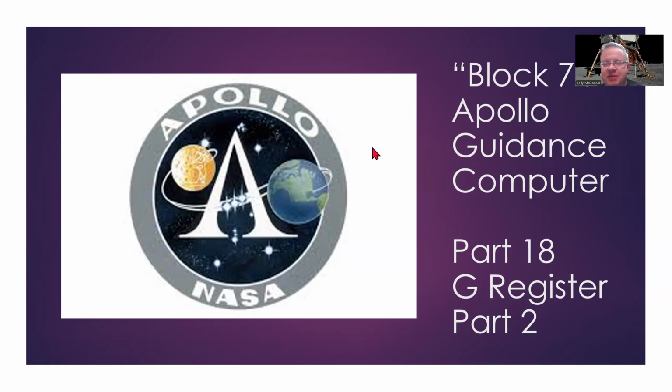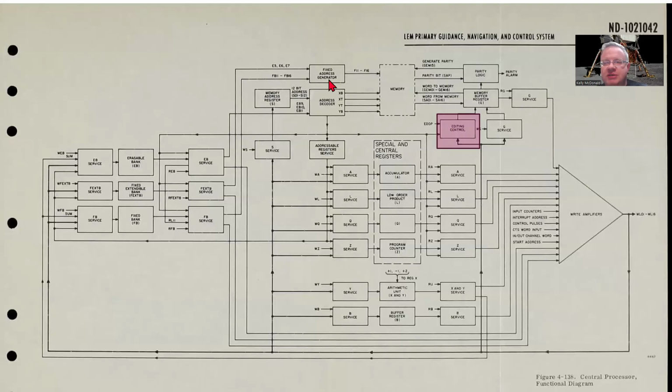So we're making good progress getting through a large portion of the CPU, the control system. We've gone through all of our special and central registers, the A, the L, the Q, the Z, the Y, the B. We talked about the S register and all of our memory, S register up here. We talked about the fixed bank and erasable bank and the extended fixed bank register so we can address memory. And in the last episode, we talked about the G register.